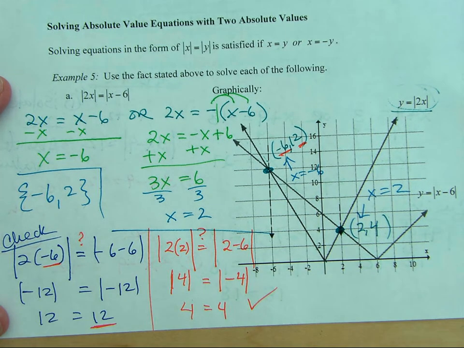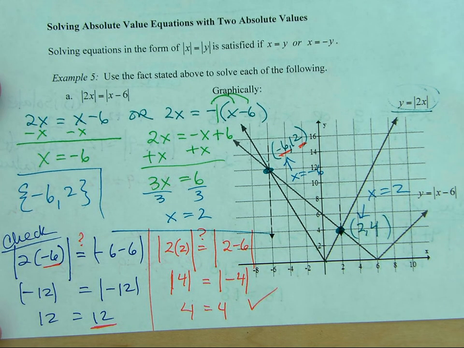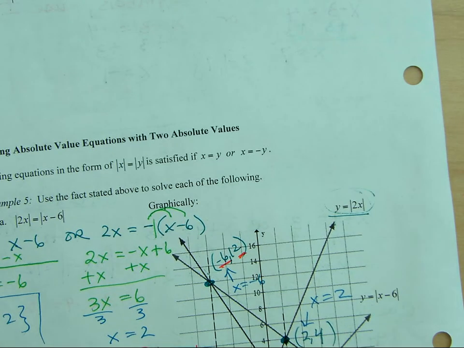So for both of these, I wasn't sure, so I put the question mark above the equal sign since we're not sure if it will check out. And then since it did check out, that's what we get. So solving it graphically versus solving it algebraically, you're pretty much doing the same thing. Okay, so I'm going to ask you to try example 6 now.